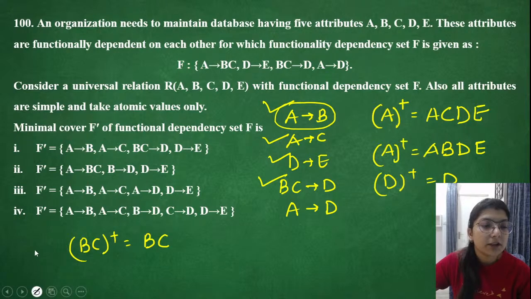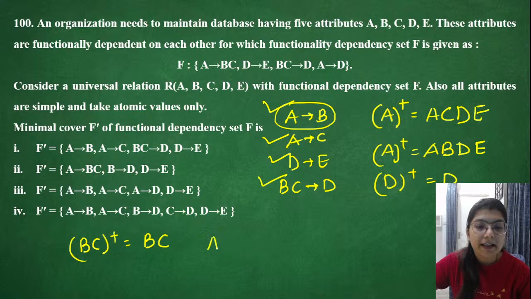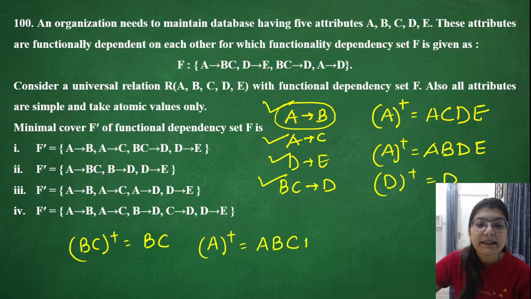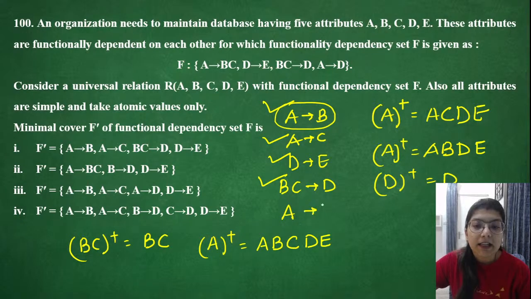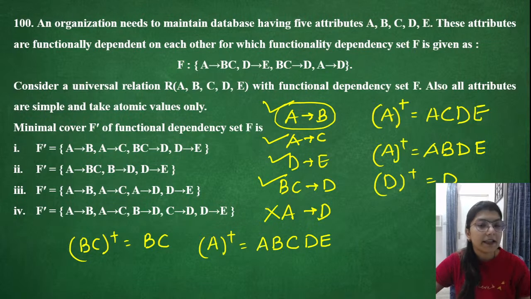Now what we will do? Now we will try to find this one. So we'll take closure of A again and we'll try to see whether we are getting D or not. So A determines B, A determines C, and BC determines D, and D determines E. So yes, without the A determines D functional dependency, I can find D in the closure of A.